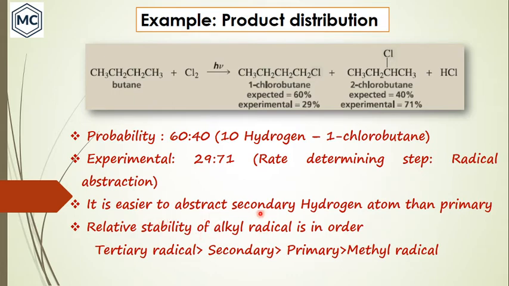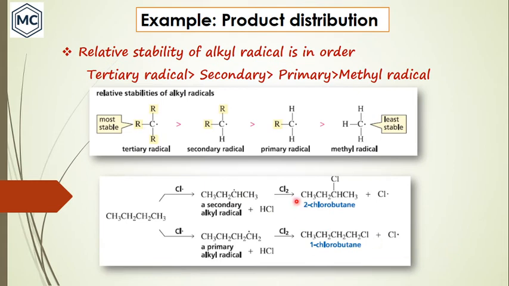We already studied the stability of alkyl radicals is in this order. Tertiary radical is more stable than secondary, which is more stable than primary, which is more stable than methyl. So this is the order of free radical stability. Okay, and in this reaction, butane reacts with chlorine radical. It forms secondary free radical and primary. So this secondary is more stable. So in the product distribution, the major product will be secondary, or 2-chlorobutane.